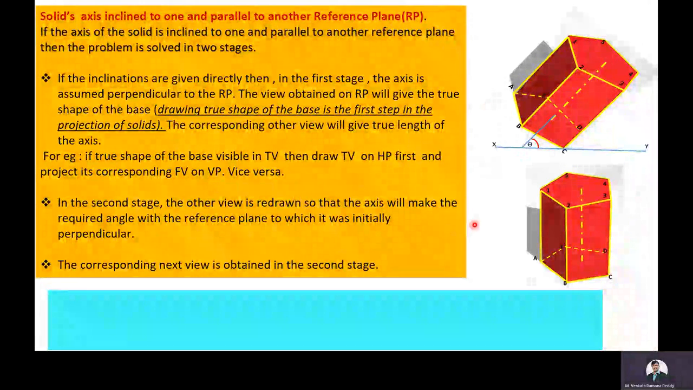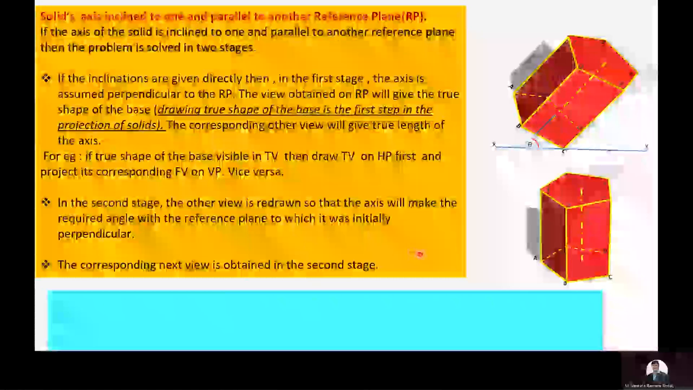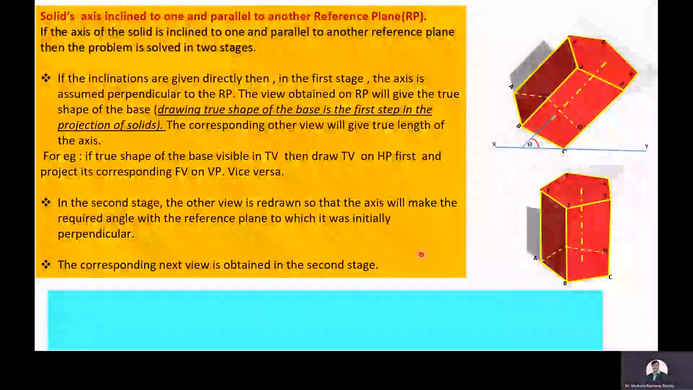After tilting, we'll draw its corresponding other view, say top view. That other view is the required second stage top view in this particular given problem. That is, the given problem is solved in two stages and four steps. We'll see the four steps in brief.